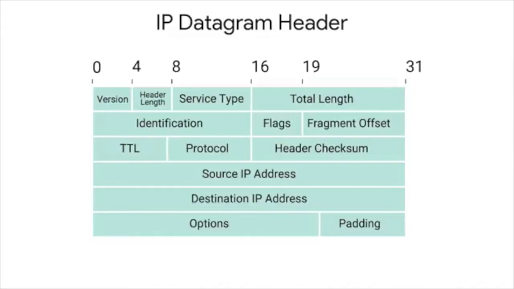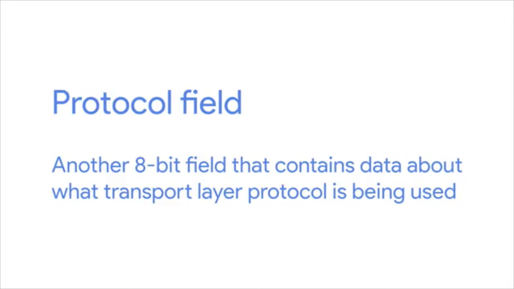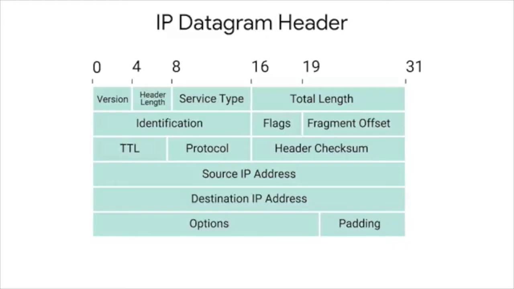After the TTL field, you'll find the protocol field. This is another 8-bit field that contains data about what transport layer protocol is being used. The most common transport layer protocols are TCP and UDP, and we'll cover both of those in detail in the next few lessons. So next, we find the header checksum field.